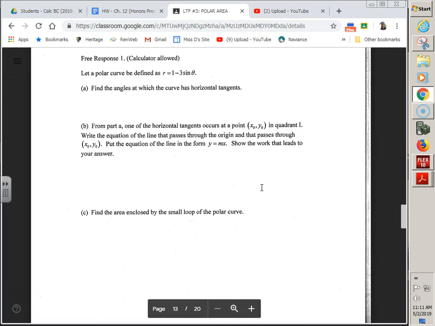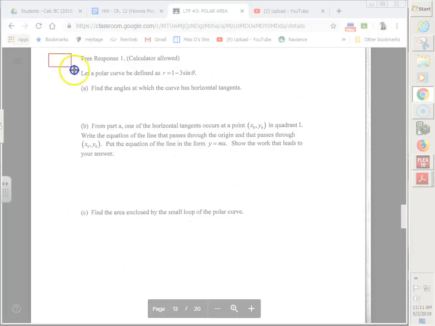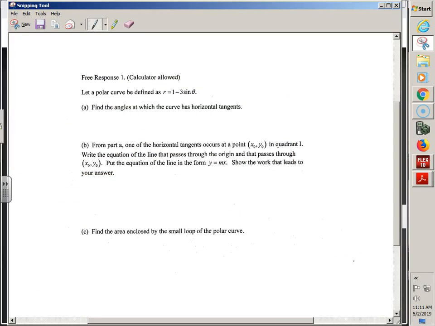What did you get for your horizontal tangents? I got pi over 2. Yeah. Horizontal tangents? Because you have to think, oh, hold on, let me get rid of this black marker. You have to think of x prime and y prime, but when thinking about x prime, y prime, horizontal, remember they can ask horizontal or vertical.